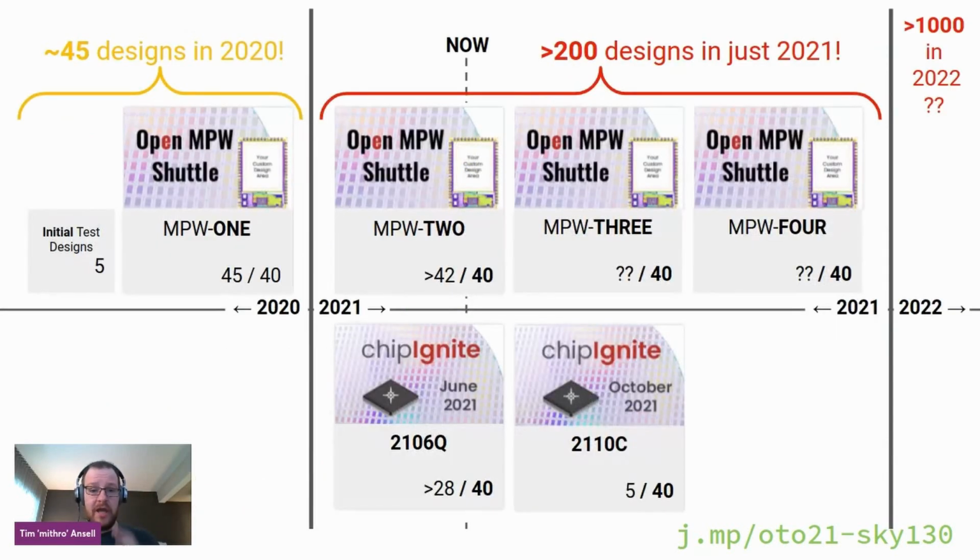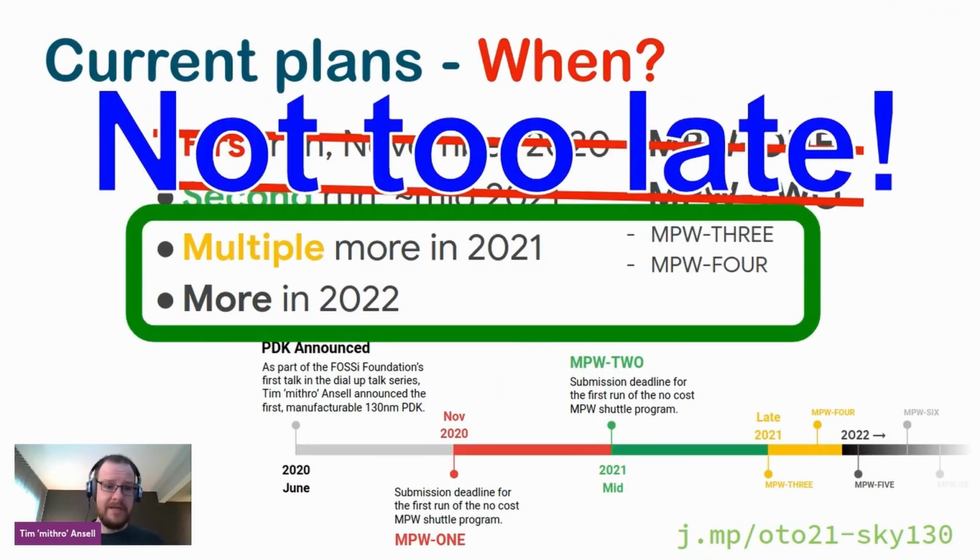And so if you look at our schedule, this is kind of what it looks like. And I want to be clear, it's not too late for 2021. There is MPW3, which I think has another week before it closes. Then there's MPW4, which will probably close at the end of December, if I understand correctly. And there will be more in 2022.